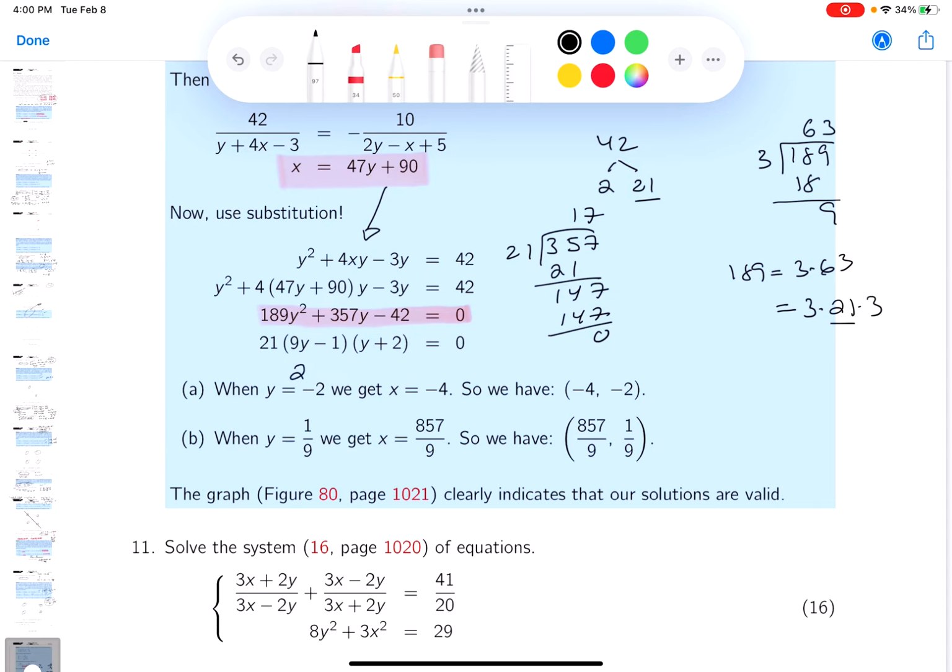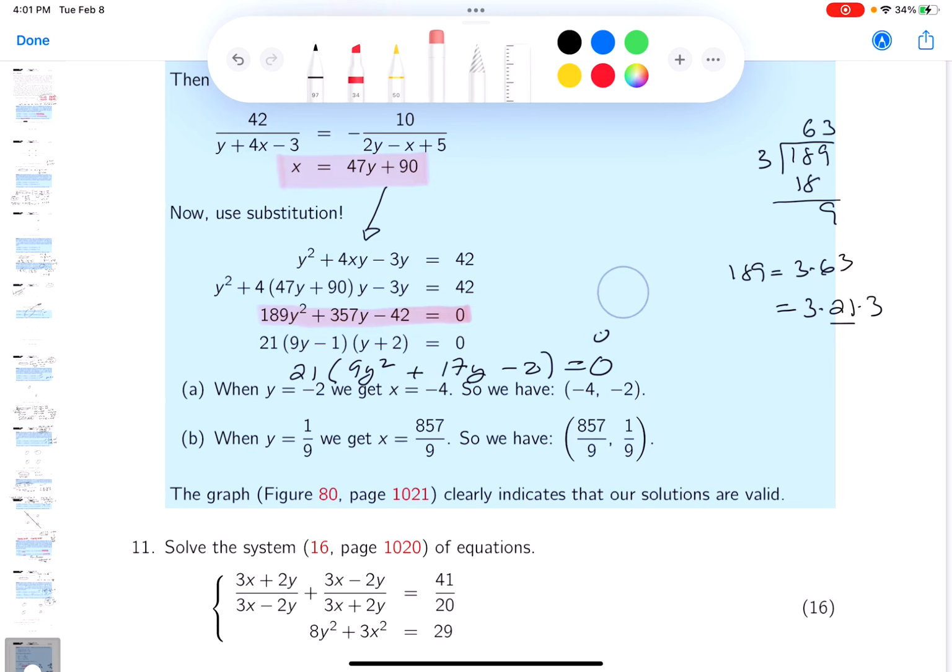So 21, and let's see, that would be 9 now, right? So 9y squared plus 17y minus 2 equals 0. Again, let me get rid of my chicken scratch, all my simple arithmetic problems. All right, I've got this over here, and I'm done with that. Now, the question is, can I get to the next step, which is factoring?